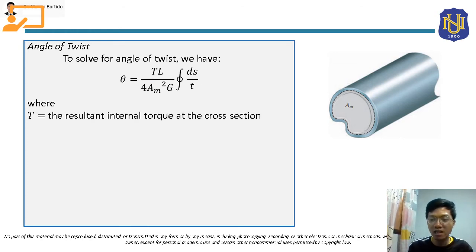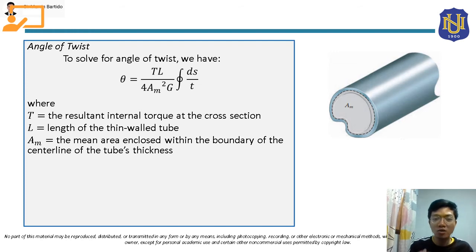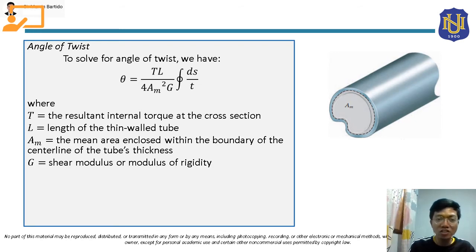You have to solve that using the equilibrium equation. The length here is the length of the thin wall tube. And A_M here, just like we talked about in the formula for the shear stress, is the same area. This is the mean area enclosed within the boundary of the center line of the tube's thickness, shown here in this shaded region.